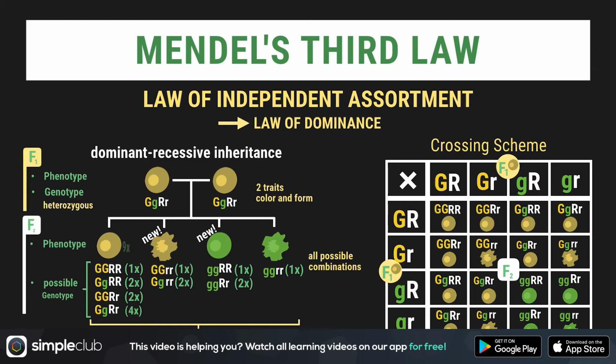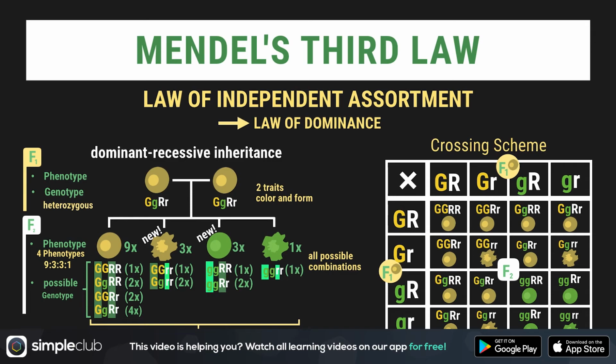We have exactly 9 round yellow peas. And there are 3 round green peas. There are also 3 yellow wrinkled peas, while there is only 1 green wrinkled pea. So there are 4 phenotypes. Every possible combination of the characteristics. The ratio of the phenotypes is 9, 3, 3, 1. In this order, 9 dominant phenotypes with both traits, 3 dominant phenotypes with one characteristic, 3 dominant phenotypes with the other characteristic, and 1 recessive phenotype with both features.